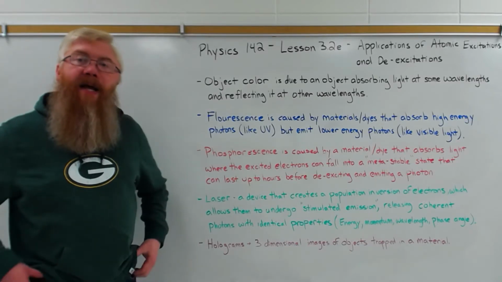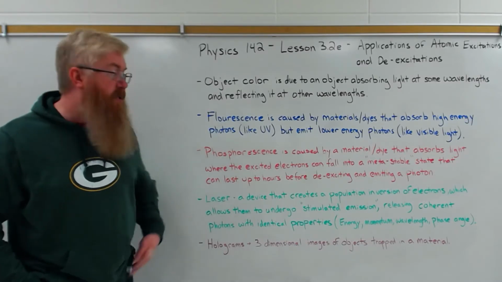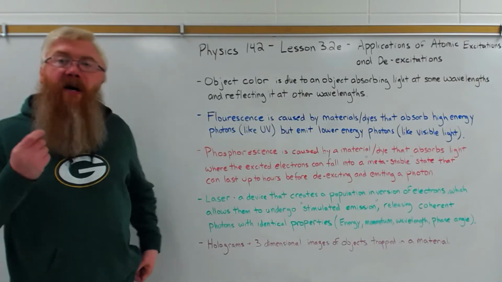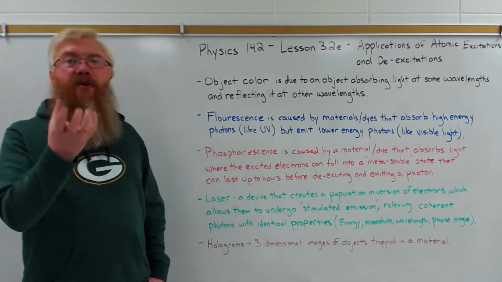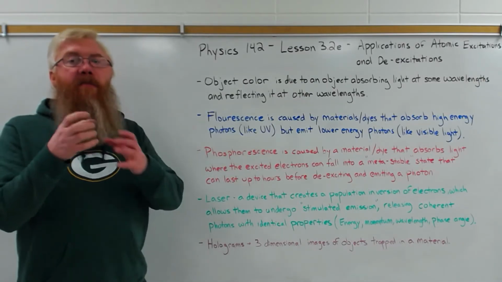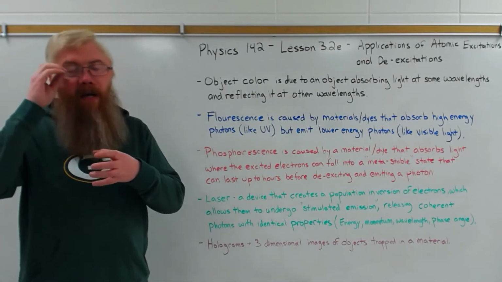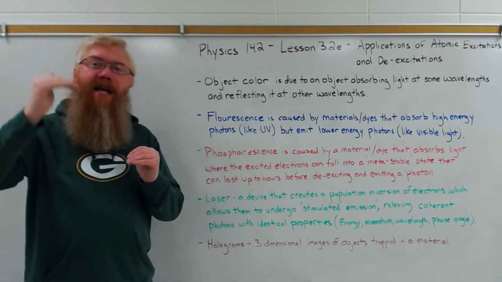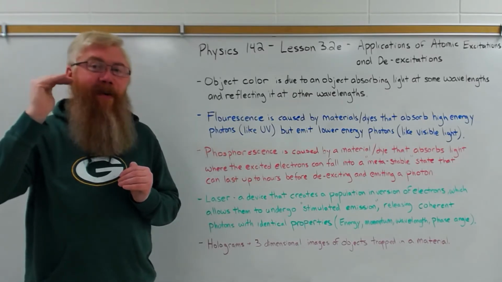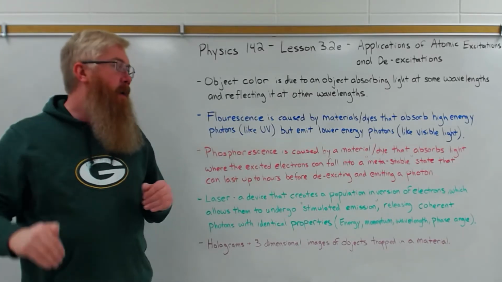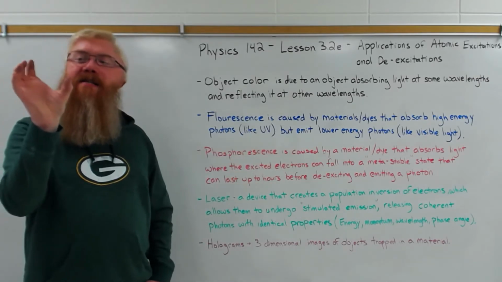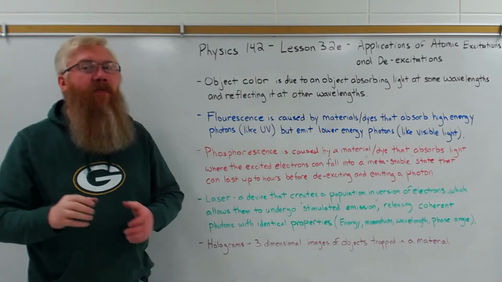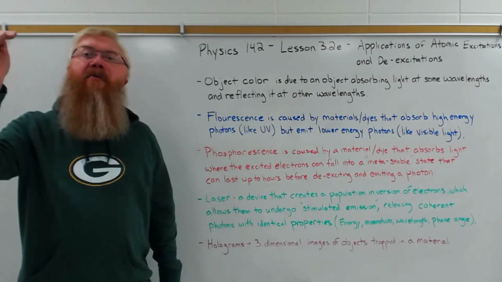Now, the next thing your book talks about is phosphorescence. Phosphorescence is when a material or dye absorbs light but hangs on to it because it excites an electron to a high energy state. As that electron falls down, it falls into a state that's called a metastable state. A metastable state is just a state where the electron hangs out for a very long time before falling once again.